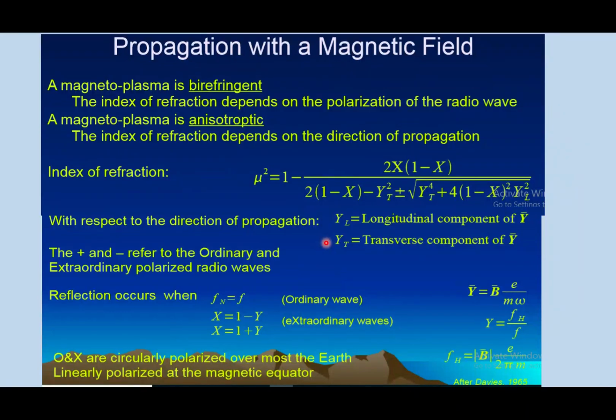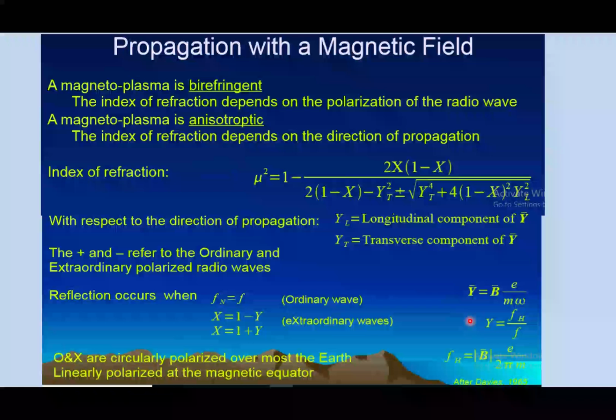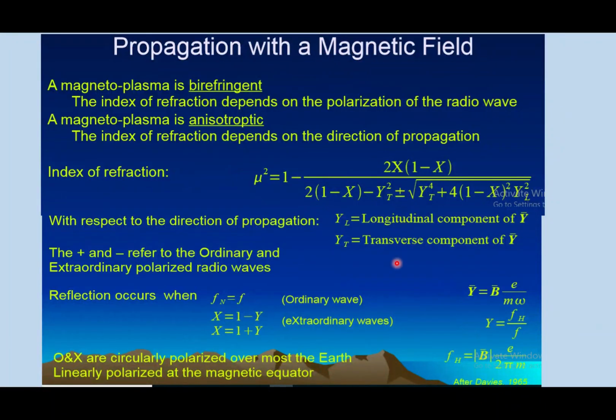B being a vector quantity, magnetic field is also a vector quantity, therefore Y is a vector quantity, and it can be resolved into two components, the longitudinal and transverse component. And in this equation, this plus and minus refer to the ordinary and extraordinary polarized radio waves. And the magnitude of Y is given by the ratio of fH, that is the gyro frequency, and the wave frequency. All these gyro frequency and plasma frequency are typical characteristic frequencies of a plasma.